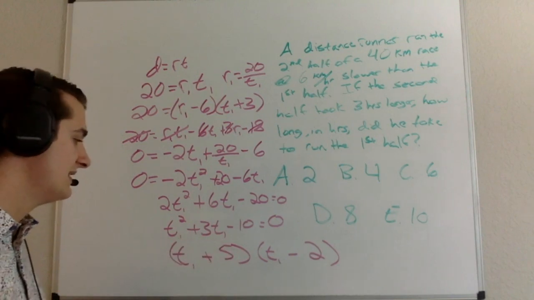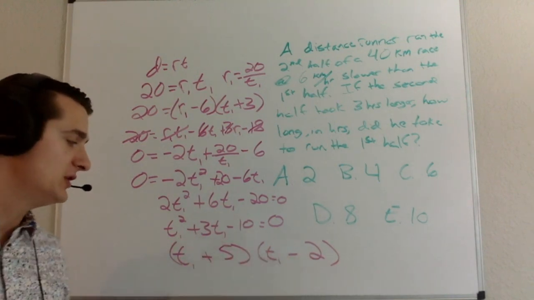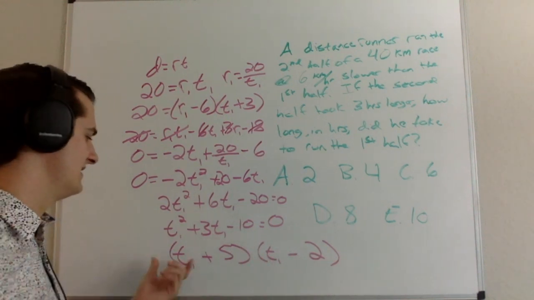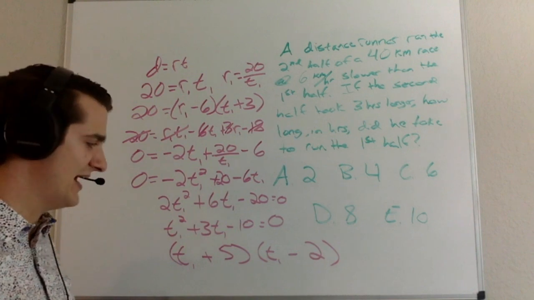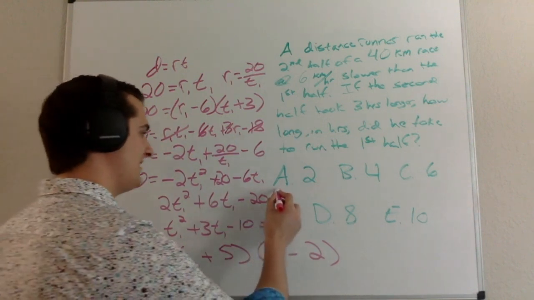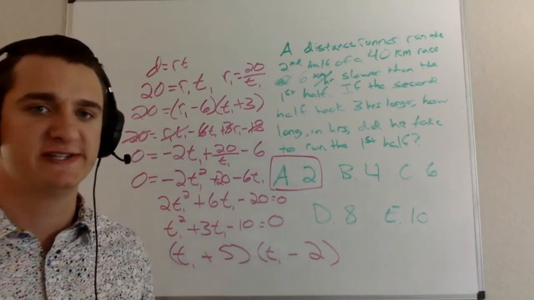From here, T1 could be equal to negative 5 or 2. Obviously, you can't have negative time, so I can't say that it takes me negative 5 hours. I'm going to say that it takes me 2 hours, and that is exactly what I'm going to choose here. So I'm going to go ahead and choose A.